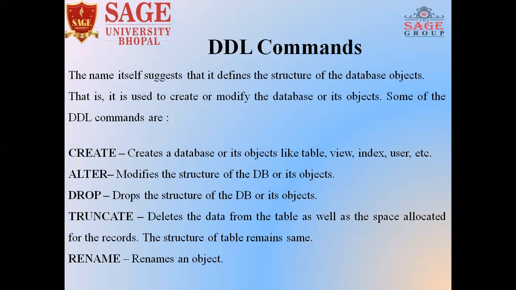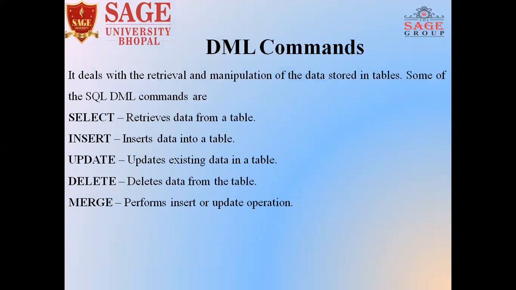With the truncate command, you can delete all the rows of a table. The truncate command does not remove the table. It only deletes all the rows, but the table continues to exist. With the rename command, you can rename an object like table, like view, like database. So these are the different DDL commands.